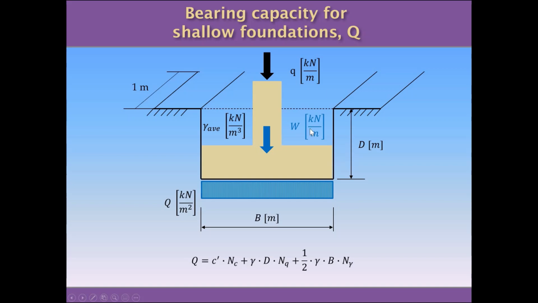And this will allow us to calculate the W, which is the self-weight of the foundation and the soil. This dimension here, the depth where we are installing the strip footing, is D in meters, and this is the dimension of the width of the foundation, which we are going to call B in meters as well.